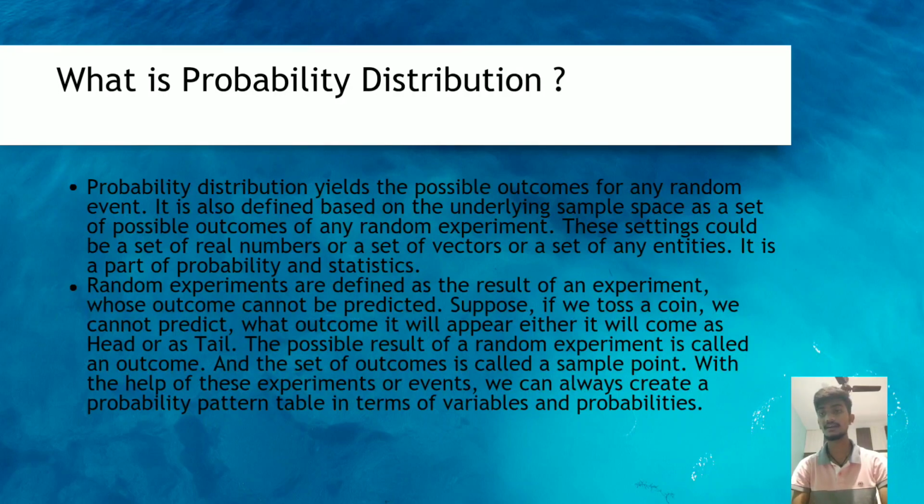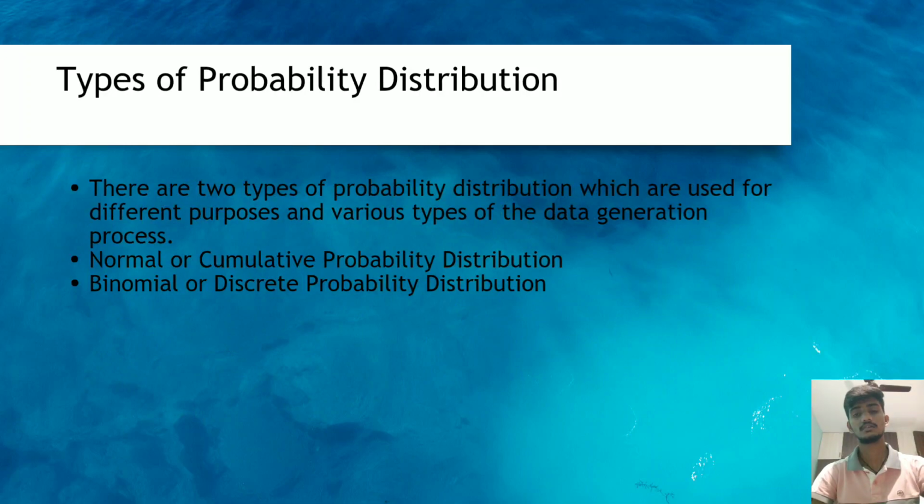Random experiments are defined as experiments whose outcomes cannot be predicted. Suppose we toss a coin, we can't predict what outcome appears, either head or tail. The possible result of a random experiment is also called an outcome. The set of outcomes is called the sample space. With the help of experiments or events, we can also create a probability table in terms of various probabilities. Let us go through the types of probability distribution.